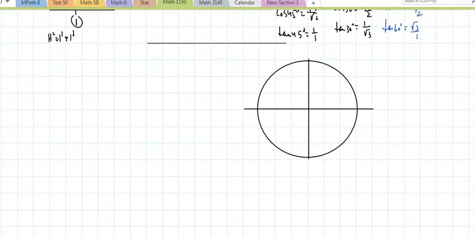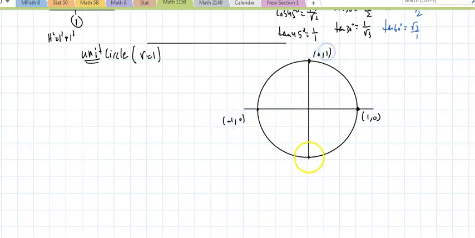Now consider a unit circle. In case you don't know what that is, a unit circle is a circle with a radius of 1. If this is a unit circle, this is the point 1, 0. This is the point -1, 0. This is the point 0, 1. And this is the point 0, -1.